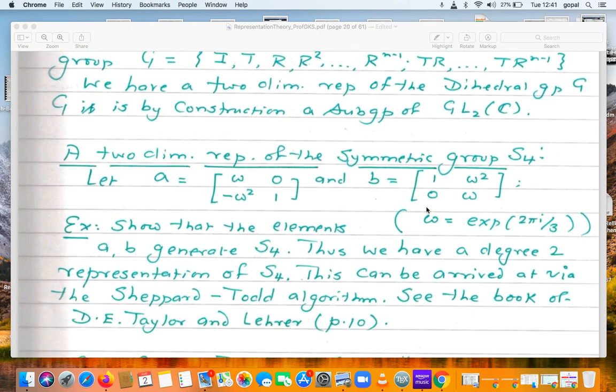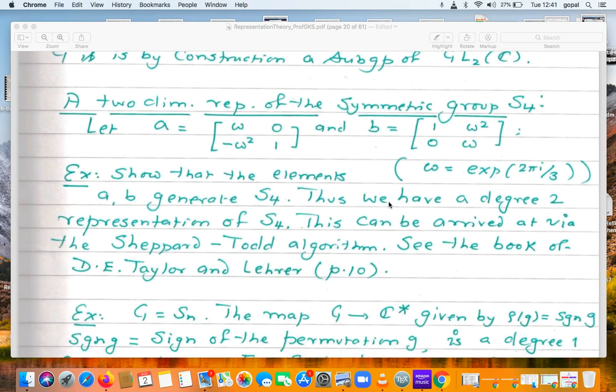Then there is an interesting representation of S4. Directly you can take A to be the matrix with rows (omega, 0) and (0, omega squared), and B to be the matrix with rows (1, omega squared) and (0, omega), where omega is a cube root of unity. You can check that if you take A squared, A cubed, etc., and B squared, B cubed, and AB, and all that kind of stuff, you're going to generate 24 elements and no more. And these 24 elements are going to be precisely S4. And so, by serendipity, we get a two-dimensional representation of S4.